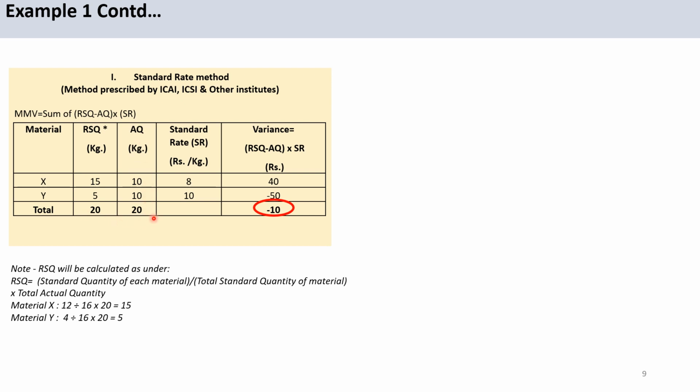So the total becomes 20 for both RSQ and AQ, and the standard rate is 8 rupees for X and 10 rupees for Y. So if we multiply the difference of 15 and 10, which is 5 less here, times 8, it becomes 40 gain, and for Y we consumed 5 quantity more at the rate of 10 rupees, so there is a loss of 50 rupees. So net, the sum of mix variance comes to minus 10, or unfavorable variance.